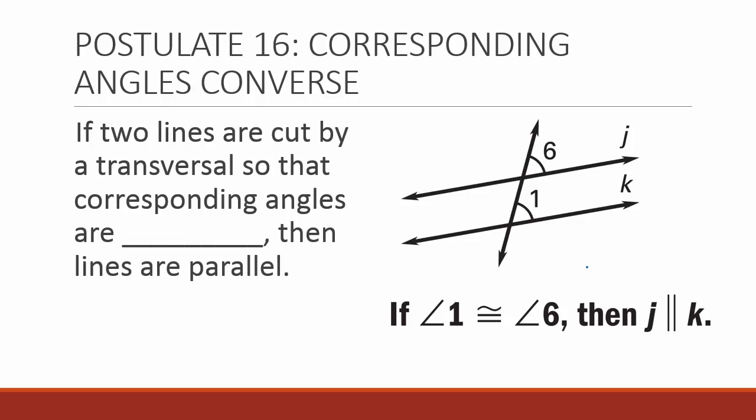Postulate 16, corresponding angle converse. If two lines are cut by a transversal so that corresponding angles are congruent, then the lines are parallel. Basically what they're saying is if you have two angles that are congruent and they are in the same location when you draw that box, as angle 1 and angle 6 are, then lines J and K are parallel.